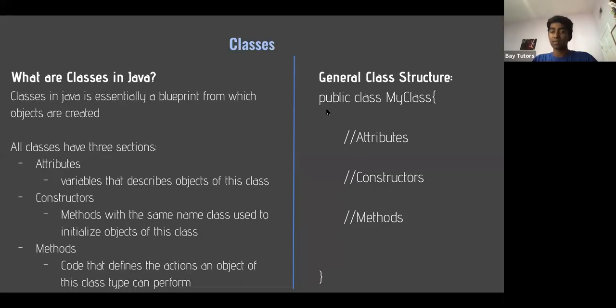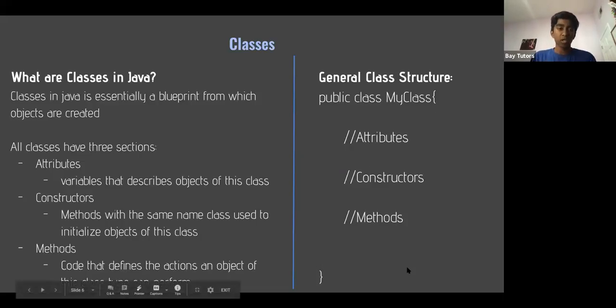And my class is the name and public is the access modifier. The access modifier is essentially just saying how can it be accessed? So if it's public, it can be accessed by any other class, and so on. As you can see, we have our attributes, constructors, and methods. This is just a general class structure, and we'll be expanding more upon each individual section in the next slide.